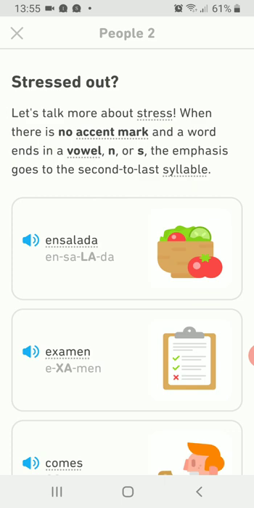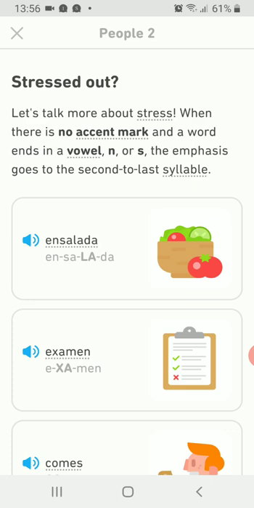So previously we have seen that if in a word you have a syllable where there is an accent, that's where you have to put more emphasis when you are pronouncing the word. However, if there is no accent, usually it's on the syllable before the last. So let's see how it works in Spanish. Let's talk more about stress, if you agree.